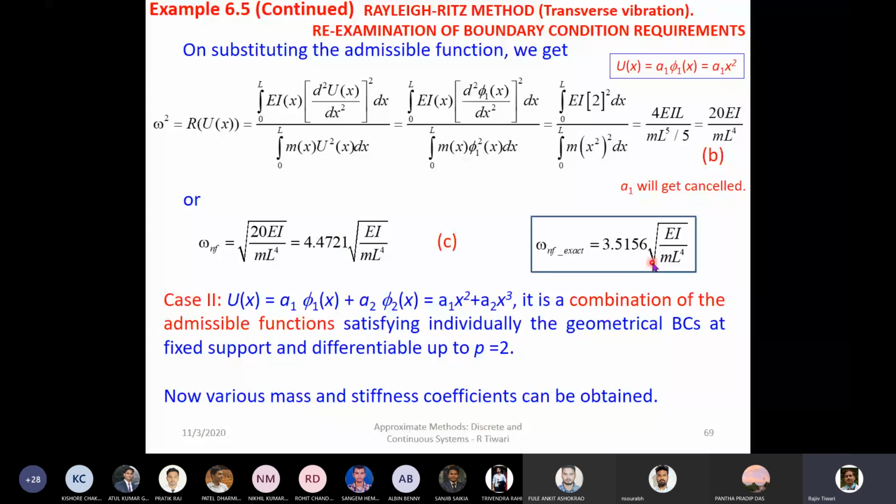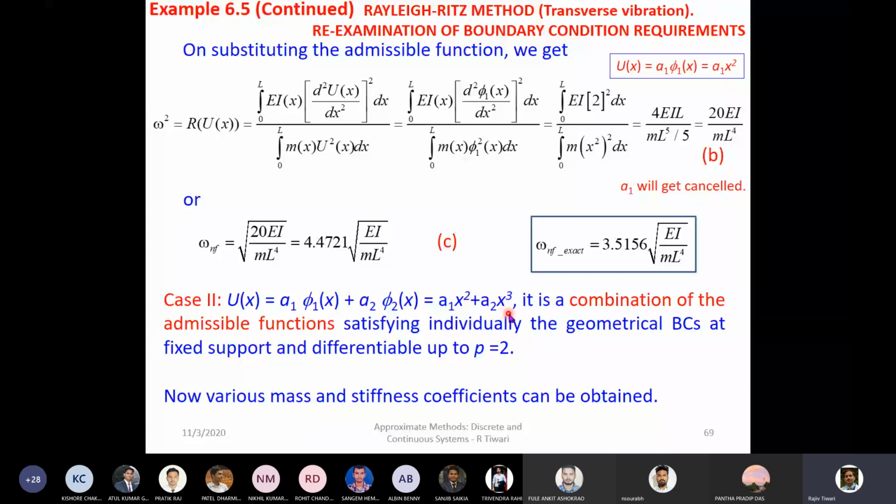Now we are taking two functions: a1 phi1 as a function of x, and a2 phi2 as a function of x. So a1 x square plus a2 x cube. x cube is also satisfying both the geometrical conditions, as we have checked for x square. So this is a combination of two admissible functions.